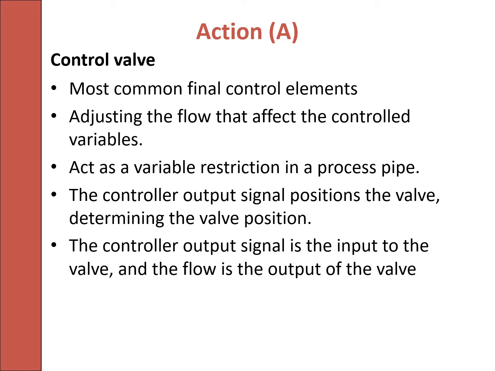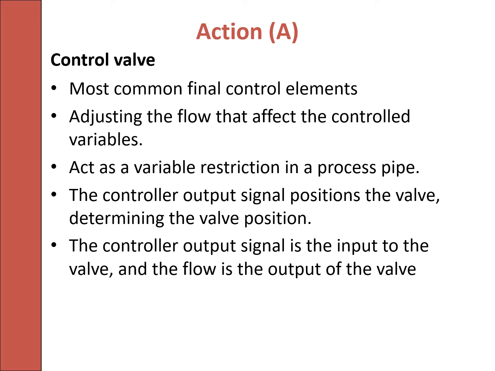Okay, basically the valve is the one that takes an action in the control loop system. The control valve is one example of the final control element, the most commonly used inside the industry. So basically the control valve will adjust the flow that affects the control variable.